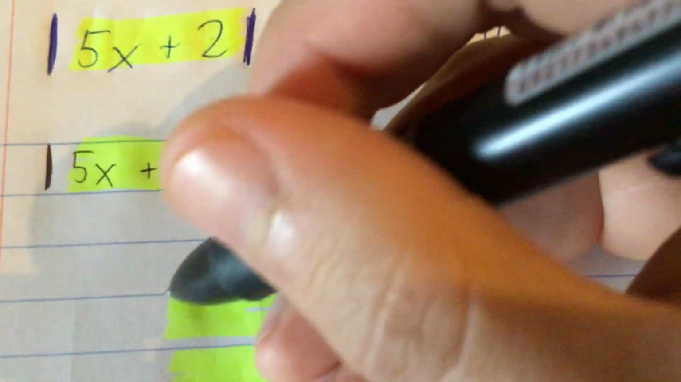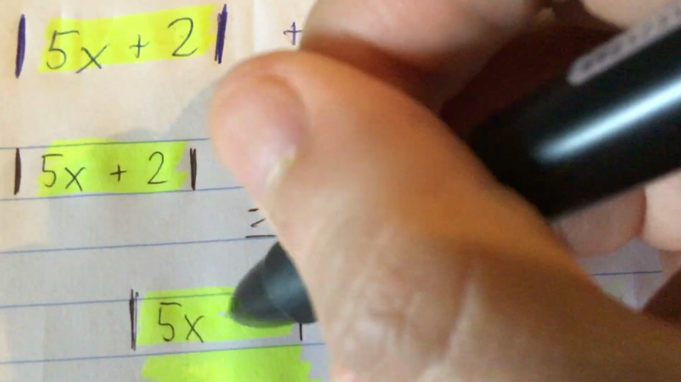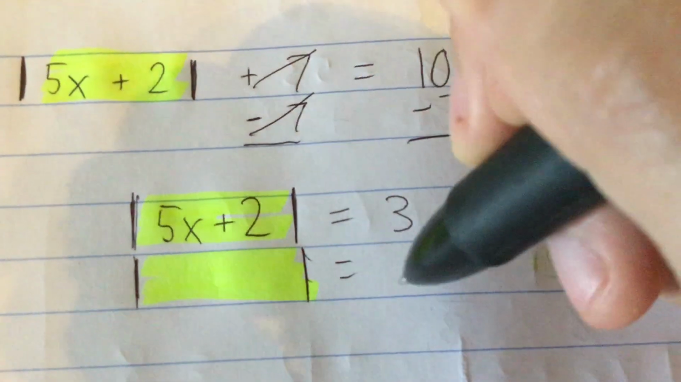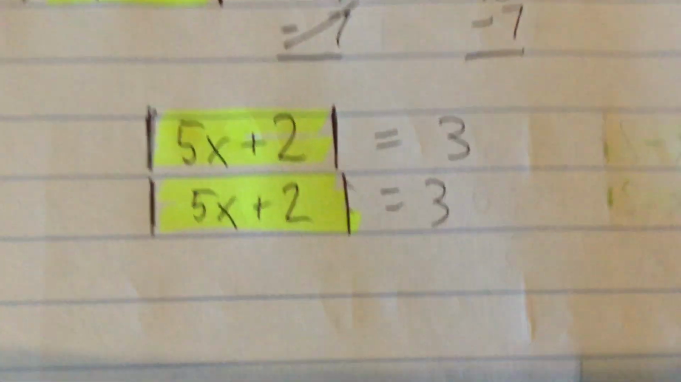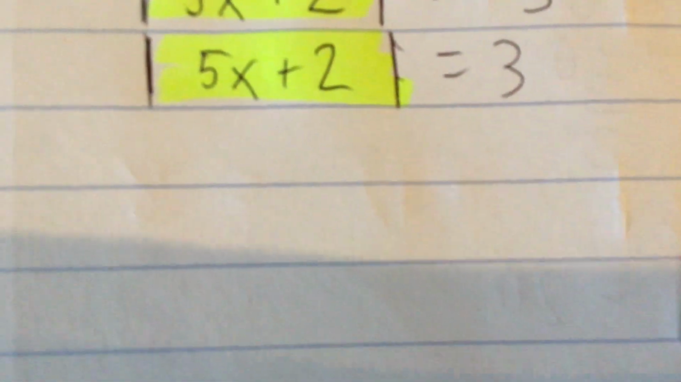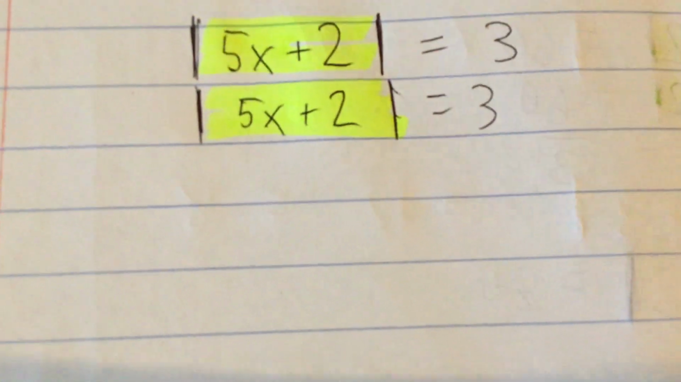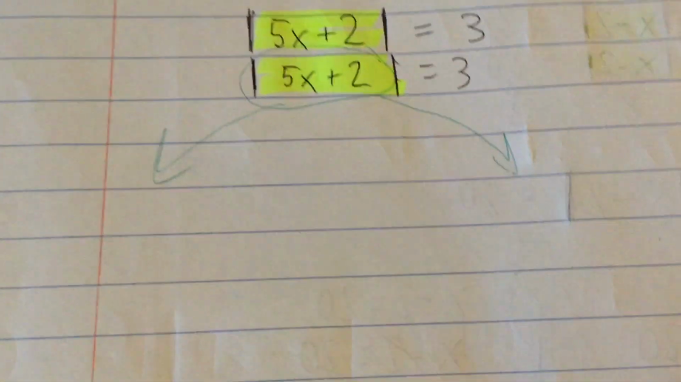And now I've got the absolute value of 5x plus 2 is equal to 3. And now I look at this and go, is this problem solvable? Sorry, I think I wrote it twice by mistake, but is the absolute value of 5x minus 2 solvable if it's equal to 3? Yes. So I'm going to take the inside and split it into two equations.